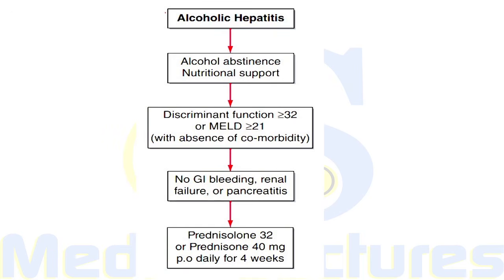So this is the algorithm for giving the glucocorticoids. Firstly, we will try to make the patients abstain from alcohol and give proper nutritional support. Then we will calculate the discriminant function from the formula. If it is more than or equal to 32 or the MELD score is more than 20, with absence of any comorbidity and no contraindication like GI bleed, renal failure or pancreatitis, we will start the patient on prednisolone 32 mg or prednisone 40 mg orally daily for 4 weeks, followed by a taper dose.